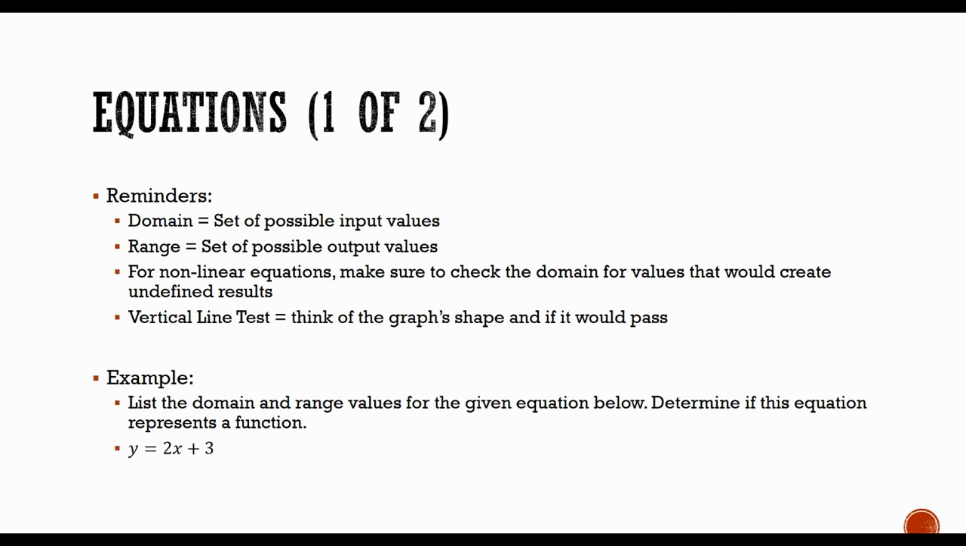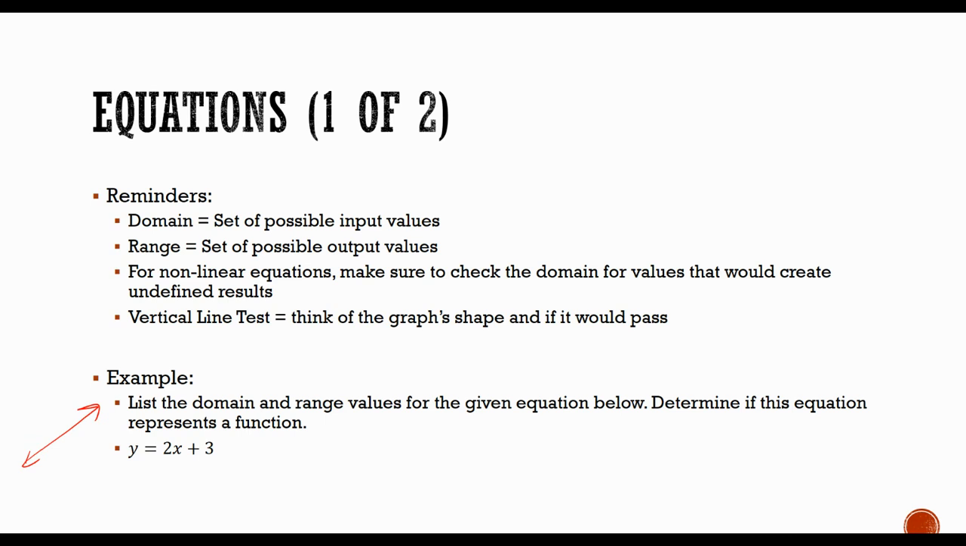So we've got 3 examples for this. This is our first one on this page. It says, list the domain and range values for the given equation below. Looking at the equation, y equals 2x plus 3, this is a line. This is a linear equation. So without sketching it, it's going to look something like this. It's going to be going uphill across your graph.